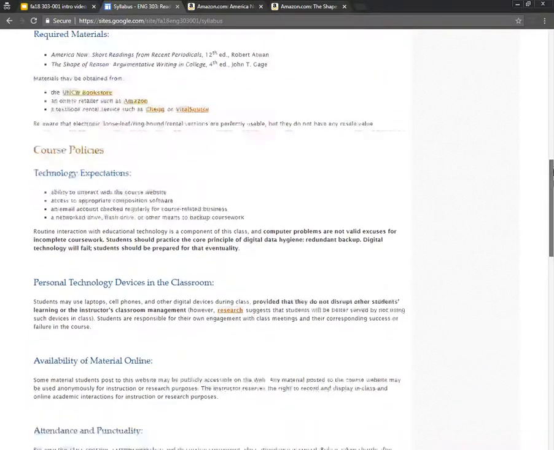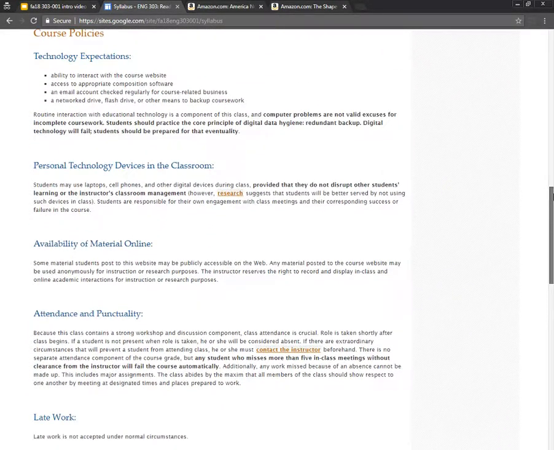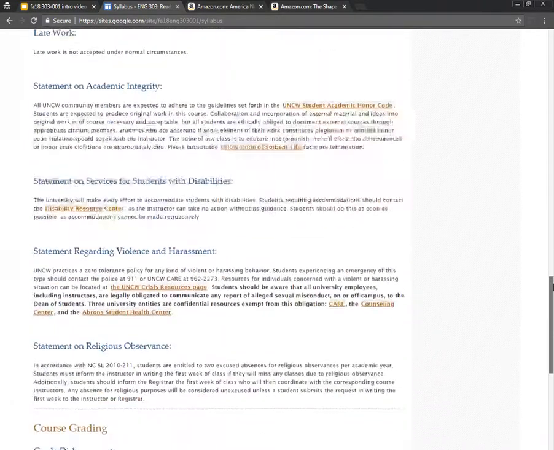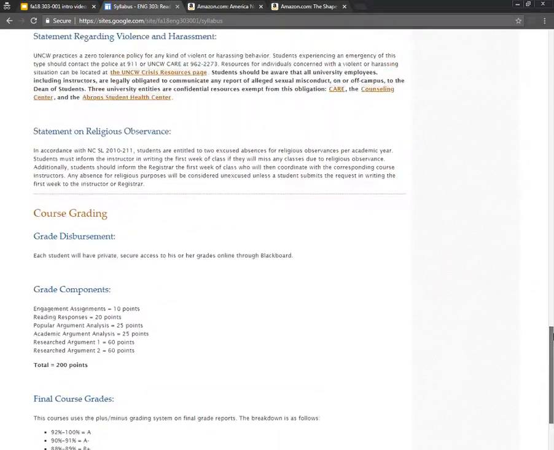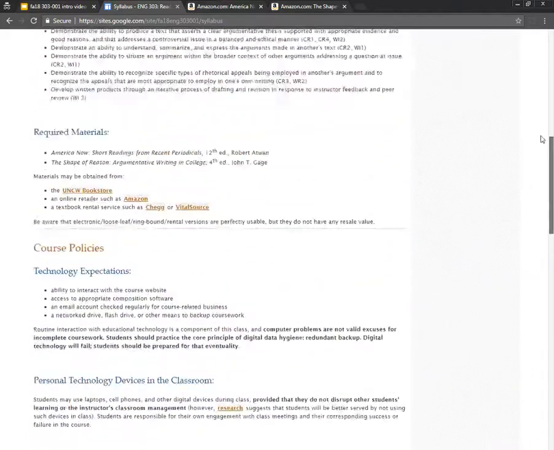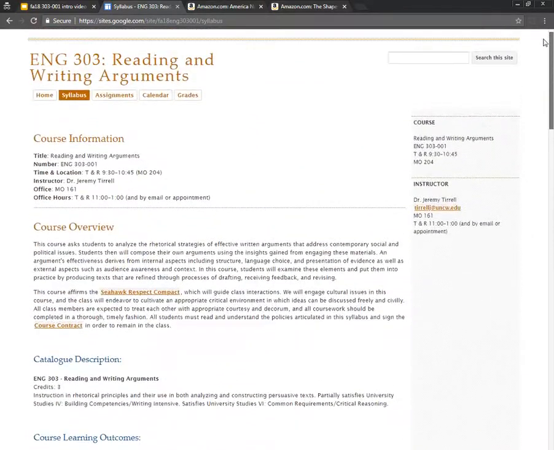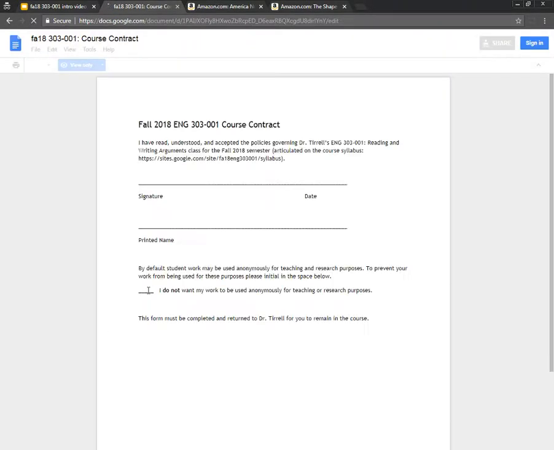You'll also want to take a look at the other policies, personal tech and class and late work and the grade breakdown and everything like that. We're not going to go over it now. You can read it. But you do want to make sure you're familiar with them because we will sign a course contract indicating that you're going to abide by the policies as stated.